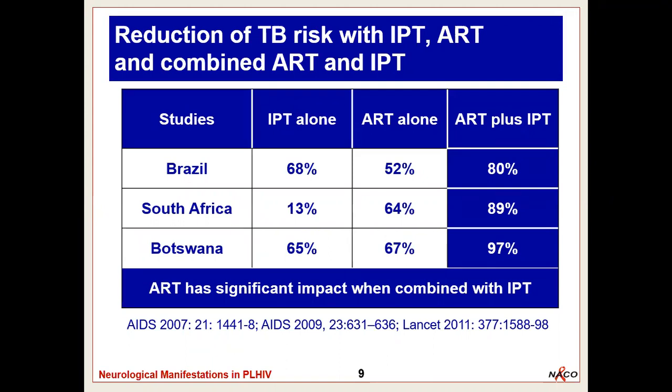reduction of TB risk is seen, it's clearly evident that ART along with IPT has a clear benefit. So in all the studies done, you see the significant impact when ART has been combined with IPT to reduce the TB risk, be it Brazil or South Africa or Botswana and South Africa. So similar context, but then 80%, 89%, 97%. Quite significant impact when you combine both. Next slide, please.